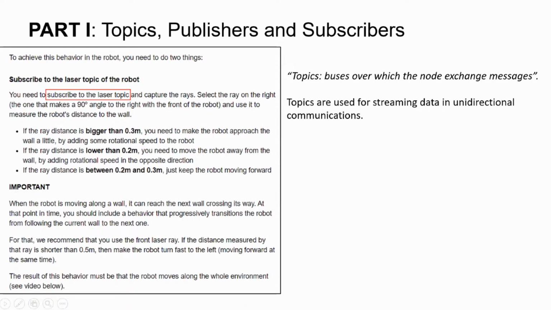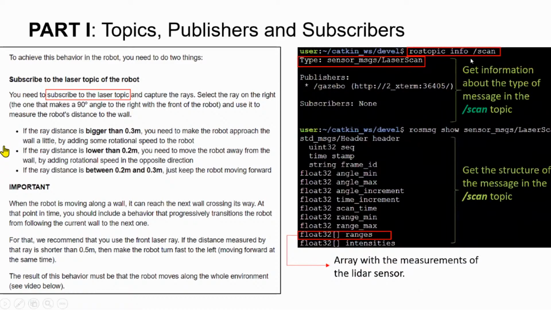So the first thing we did here is we need to understand what is being published in the scan topic, which is the one that contains the information from the LiDAR. So using the rostopic info /scan command in the command line, we can see this topic contains a message of type sensor_msgs/LaserScan.